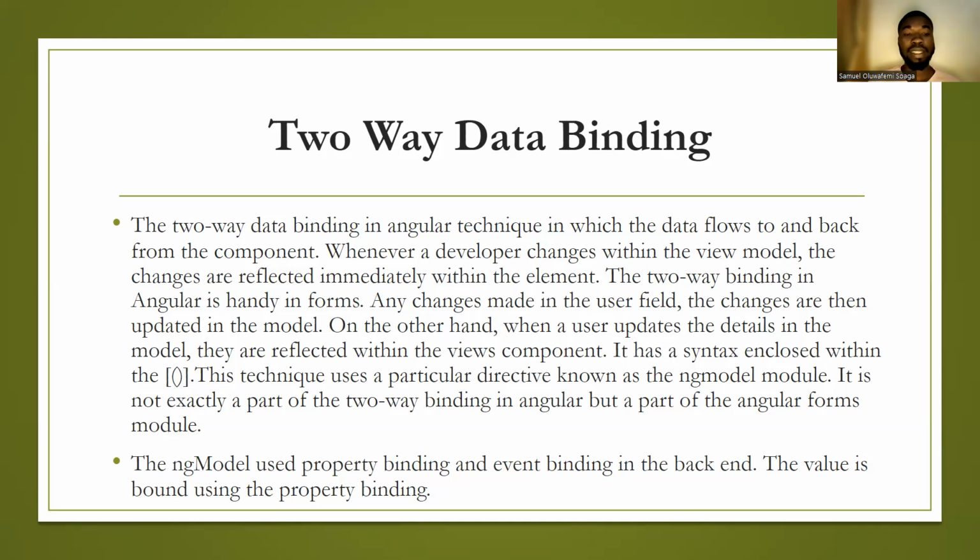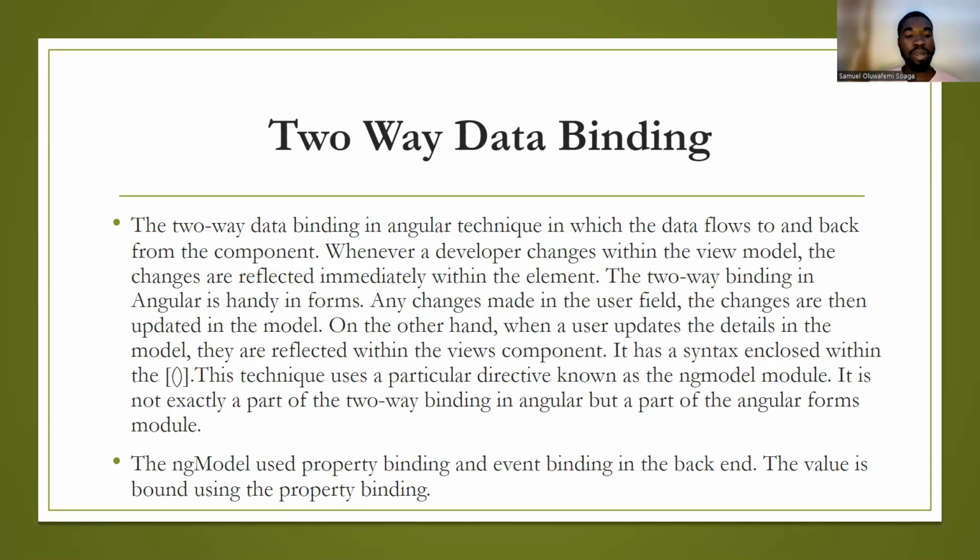Two-way data binding in Angular is used in handling forms, and it usually happens in forms. So say an input, for instance, where you want to see what the user is typing, or you want the user to be able to see what he or she is typing. You use two-way data binding. So whenever the person is typing something, the input is also being shown in the view. And on the other hand, when the user updates user details in the model, they are reflected in the view component.